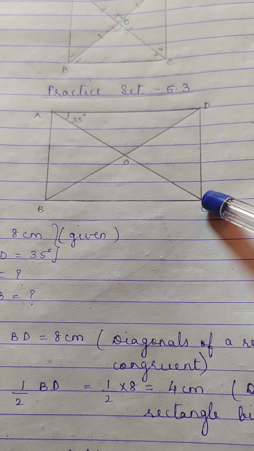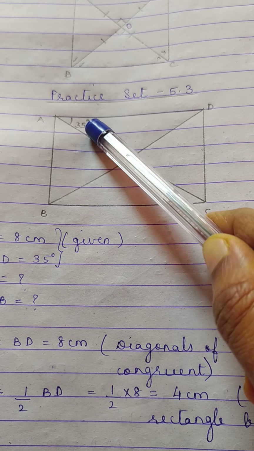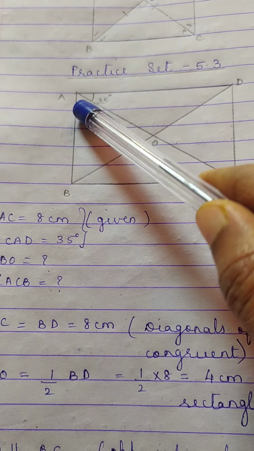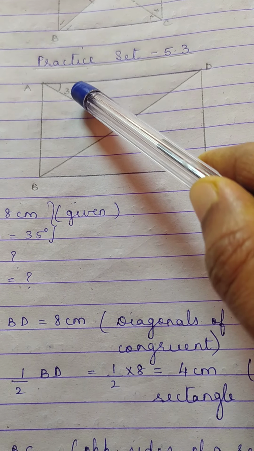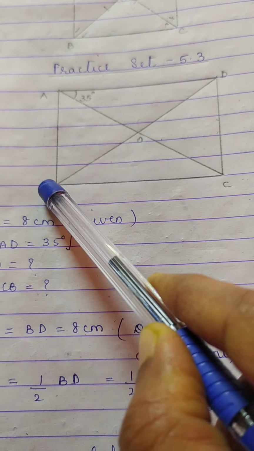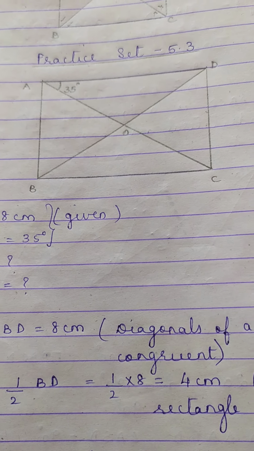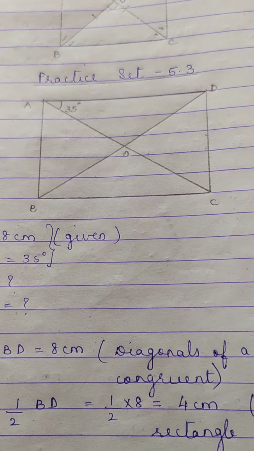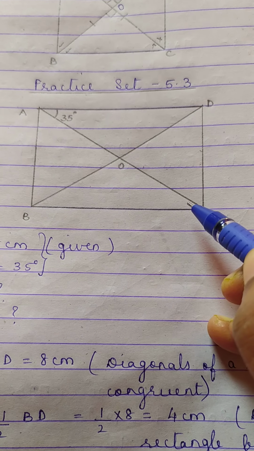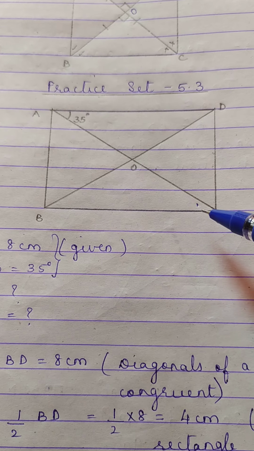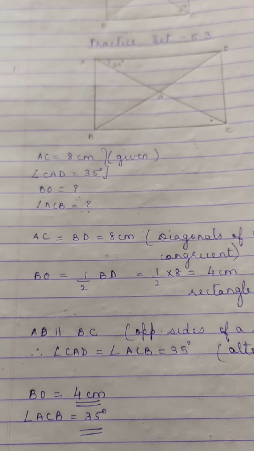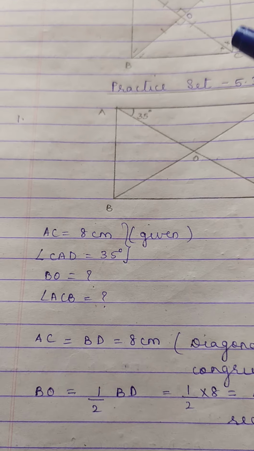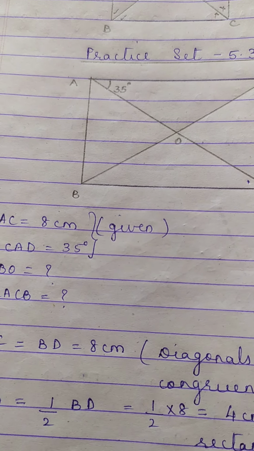Next, you have been given angle CAD is 35 degrees. Okay, you have to find what is angle ACB. See, if you look at this, children, AD is parallel to BC because it's a rectangle, because the opposite sides are parallel. If this is a transversal, this angle and this angle are alternate angles. They have asked you this angle and therefore the answer is it is 35 degrees because they are alternate angles. Okay, so this is how the first question has to be done.